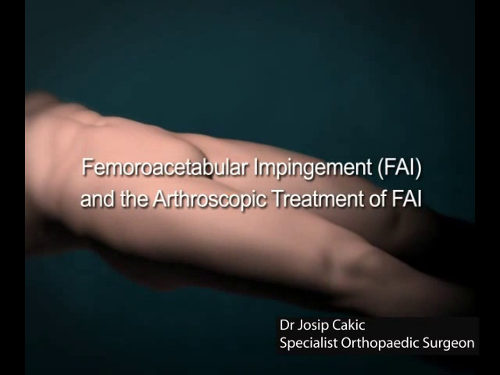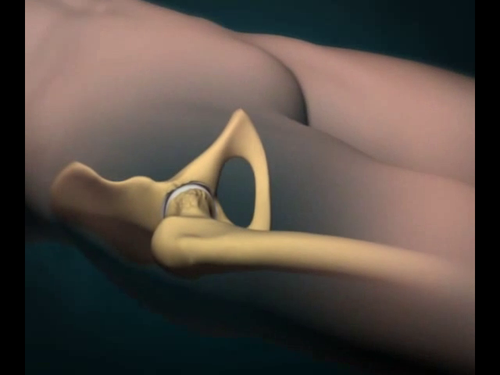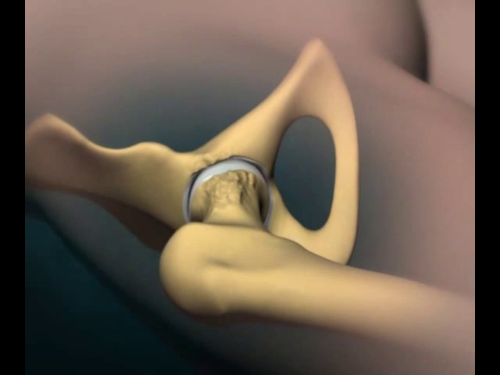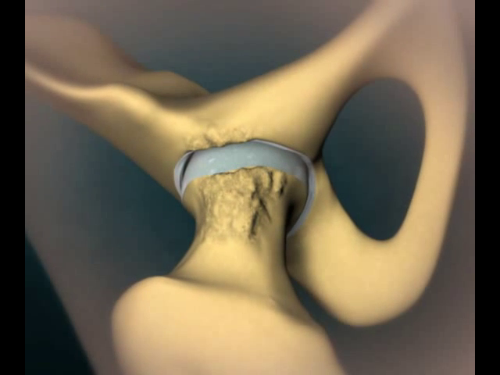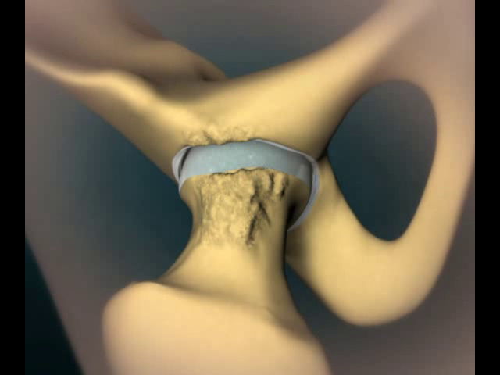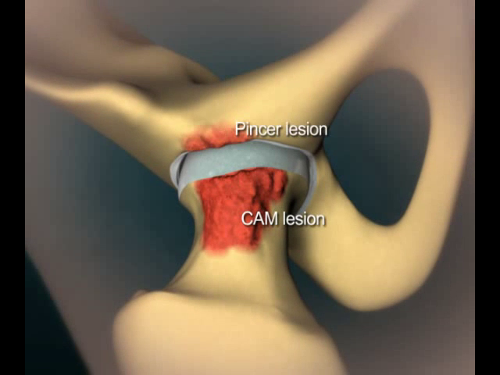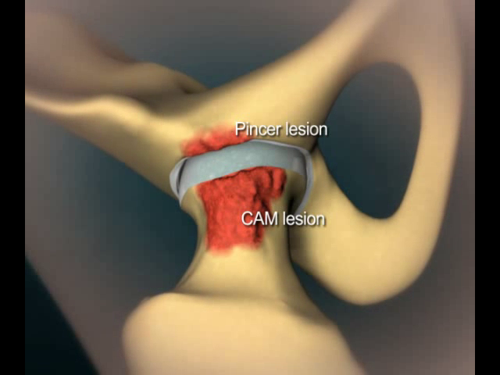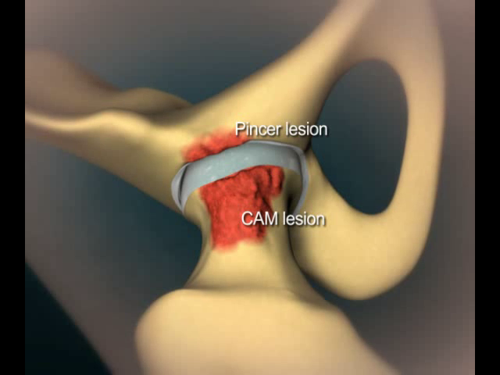Femoroacetabular impingement. Femoroacetabular impingement is a well-described pathologic condition that can lead to painful cartilage injury, labral tears, and arthritis. Impingement can occur as a result of femoral-sided impingement, known as cam impingement, acetabular rim impingement, also known as pincer impingement, or a combination of both.